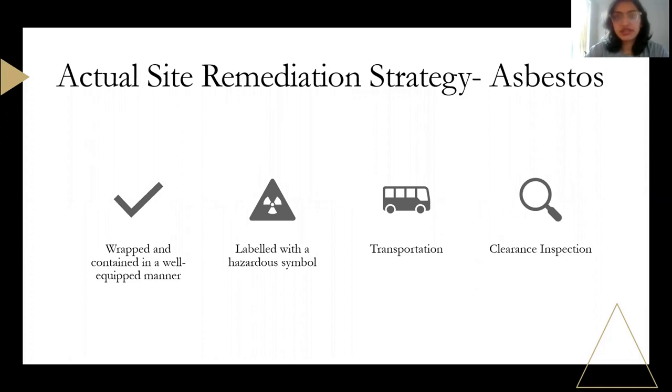Moving on to the actual site remediation strategy for asbestos. Initially, the collected asbestos from the site is wrapped and contained in a well-equipped manner such that the fibers are prevented from entering the site. Then the wrap material is labeled with the asbestos hazardous symbol. The loading and transportation is carried out in such a manner that the transporting vehicle should always travel in an authorized route. The soil sampling is done from the site by an environmental consultant to identify the risk and the associated impacts. And finally, an asbestos clearance inspection is done for the area and the surroundings for the completion of asbestos removal work prior to normal reoccupation of the site.